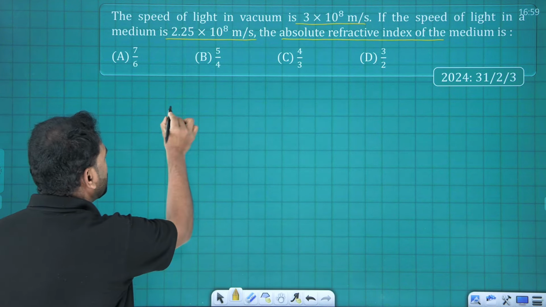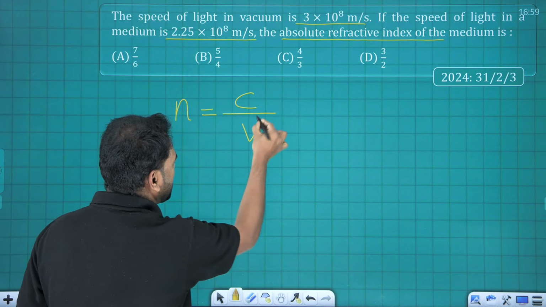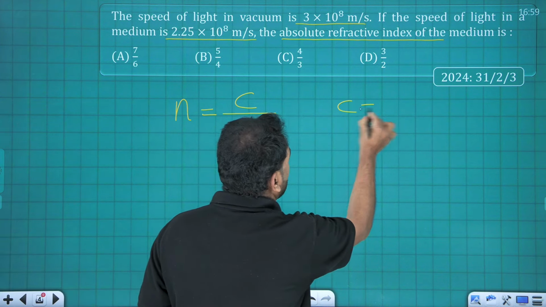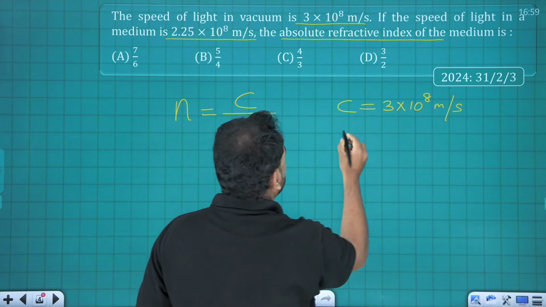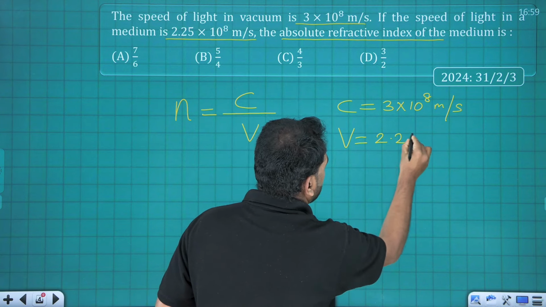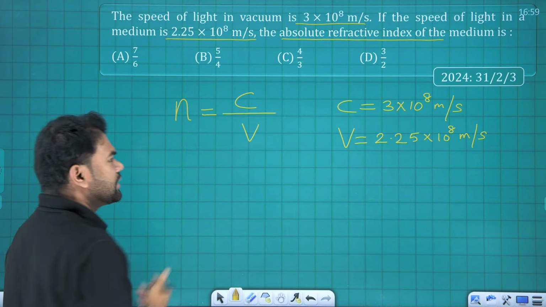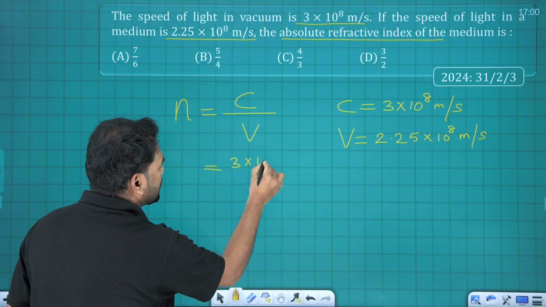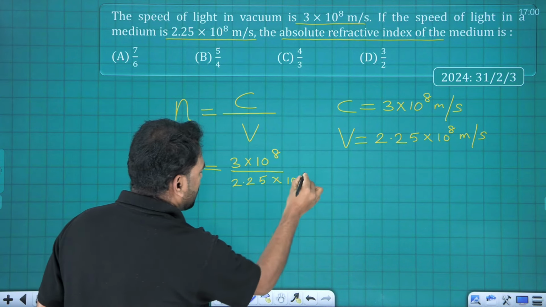We know that absolute refractive index n is equal to speed of light in vacuum divided by speed of light in medium. Now in the question, what things are given? Speed of light in vacuum is given as 3 into 10 raised to 8 meter per second and speed of light in the medium is given as 2.25 into 10 raised to 8 meter per second. All the values we have, we need to just substitute in this equation. So this will be equal to 3 into 10 raised to 8 divided by 2.25 into 10 raised to 8.